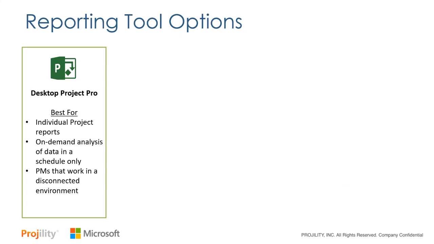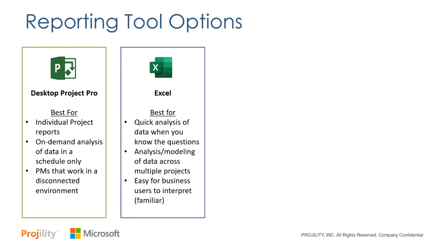If I want to do any kind of on-demand analysis of that data just within the schedule, not looking at things like issues and risks and action items, Project Pro reporting is really great. If I know my project managers don't work connected in a Project Online or PPM environment, then Project Pro on my desktop reports are a really good fit. So I wouldn't overlook the reporting that's in Microsoft Project because it actually can be pretty powerful, assuming your project managers build and manage their schedules consistently.